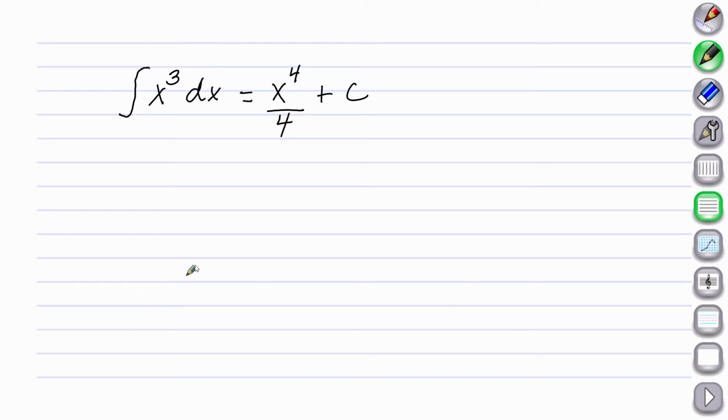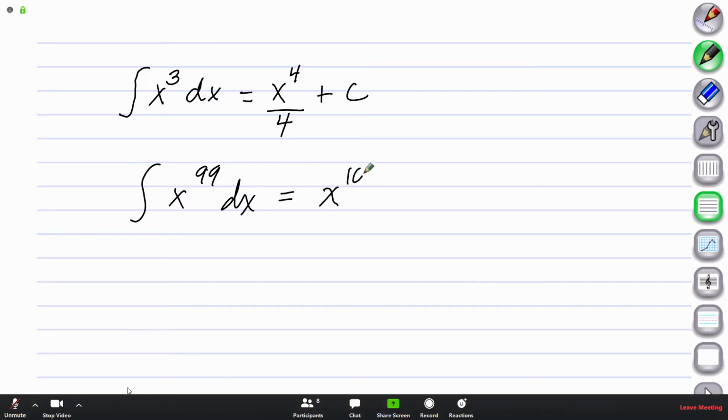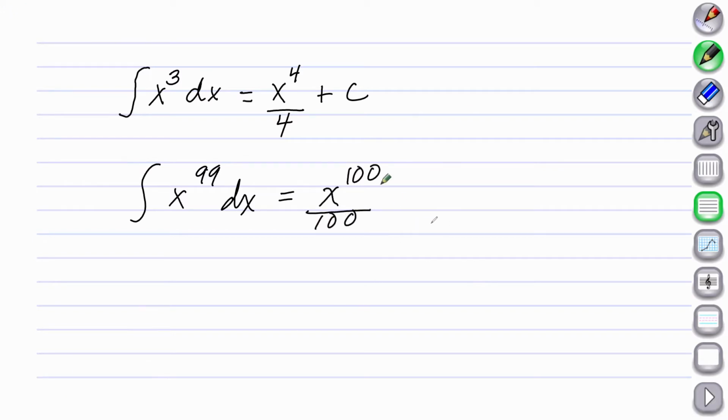So in the book, they have a problem like this: the integral of x to the 99 dx. See if you can figure out what the answer to this would be. That would be x to the 100 over 100. Pretty easy, huh? Plus c.